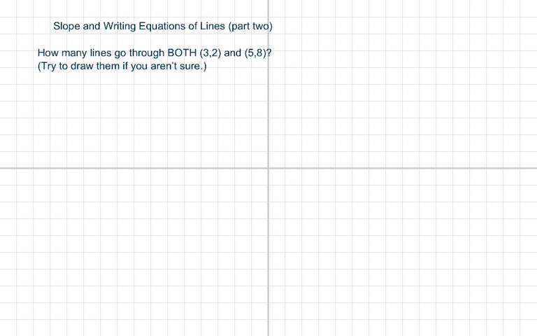Now, you might remember this from geometry, because there's, I think, a postulate that goes with this in geometry. But if I were to try to picture it, the point (3, 2), I go right 1, 2, 3, and up 2. And then (5, 8), 1, 2, 3, 4, 5, and up 1, 2, 3, 4, 5, 6, 7, 8. Okay. And the question is, how many lines can I draw that go through both those points? So we'll start with the obvious one. There we go. I draw that line.